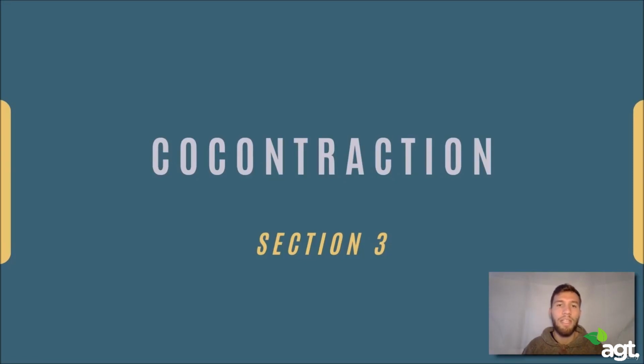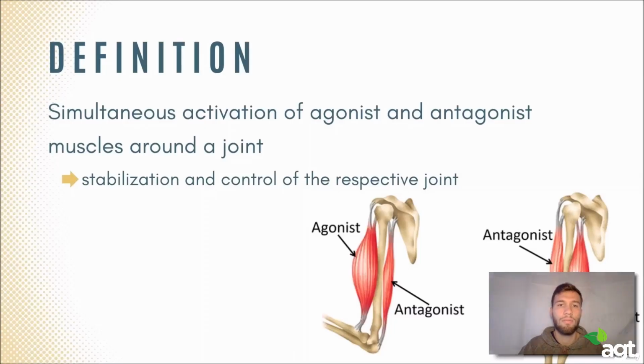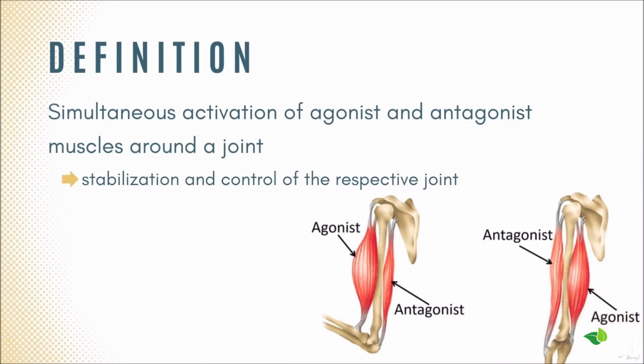Now, let's look at the meaning of co-contraction. To understand what co-contraction is, we have to look at the agonist and the antagonist again. Co-contraction is the simultaneous activation of the agonist and the antagonist muscles around one joint. So the goal here is stabilization and control of the respective joint. Now, besides the primary antagonist, there's lots of other small stabilizing muscles around the joint that help the antagonist to slow down and control the movement from the agonist and give more stabilization to the whole joint.